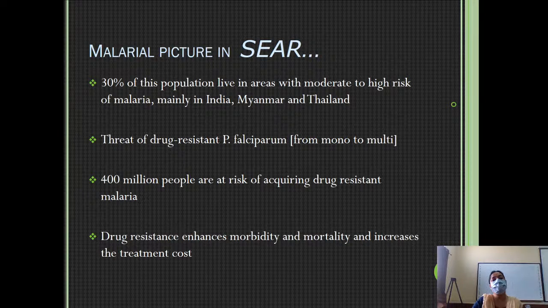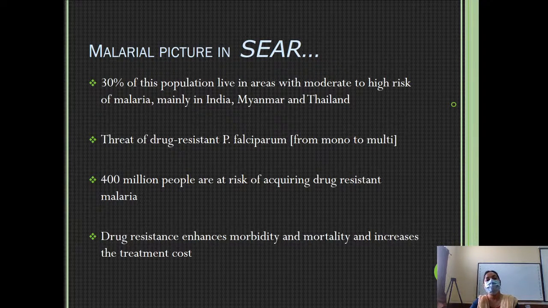Now, there is also the threat of drug-resistant falciparum malaria, ranging from monodrug resistance to multi-drug resistance in these countries. Frequently we see cases of failure, where patients do not respond to the conventional malaria therapy, and they often have to be given higher antimalarials or combination therapies to combat the problem of falciparum malaria. There are about 400 million people at risk of acquiring drug resistant malaria.